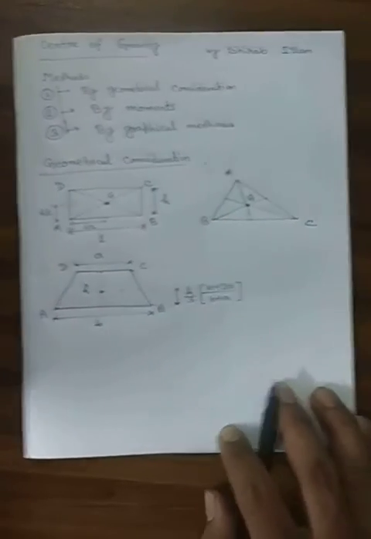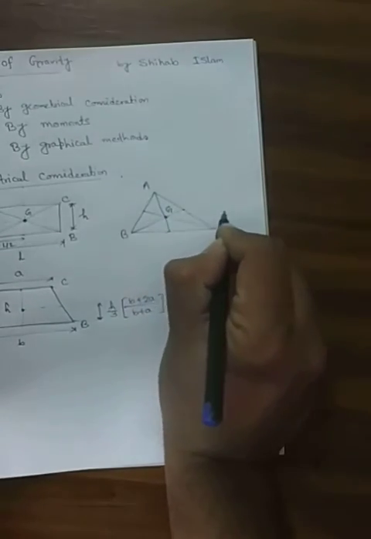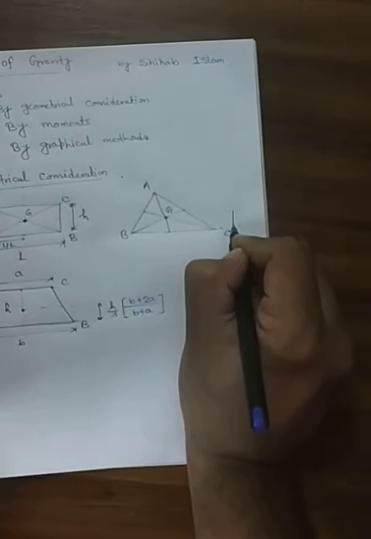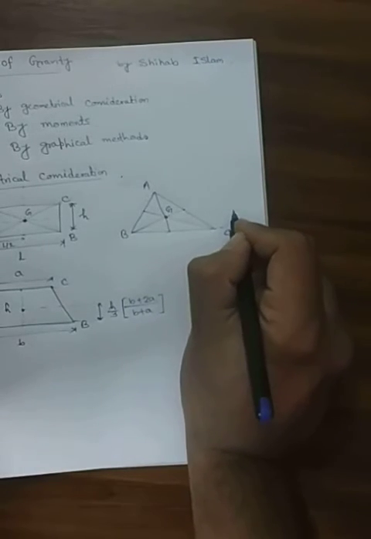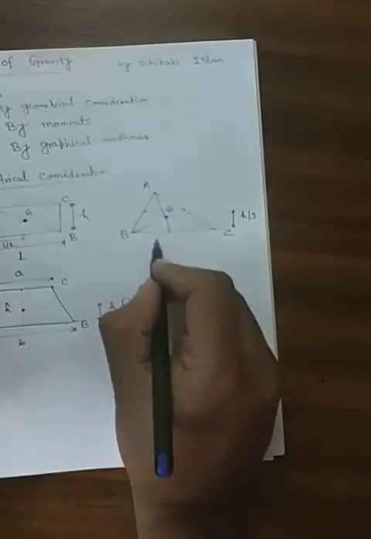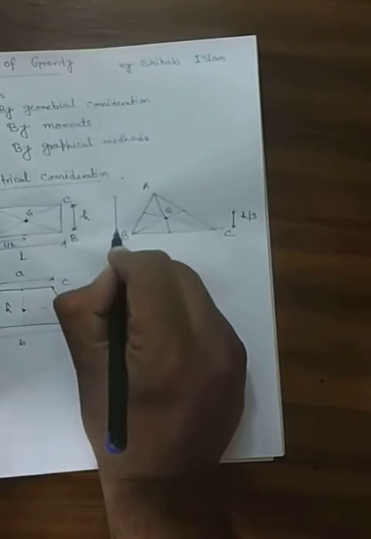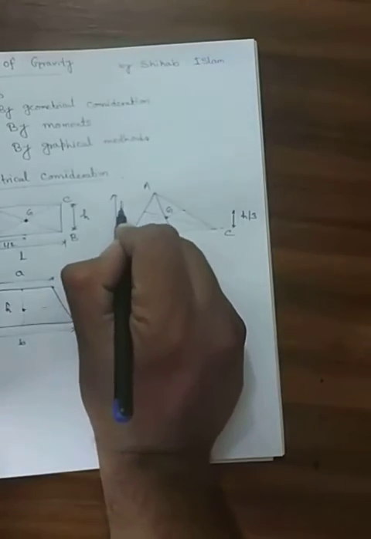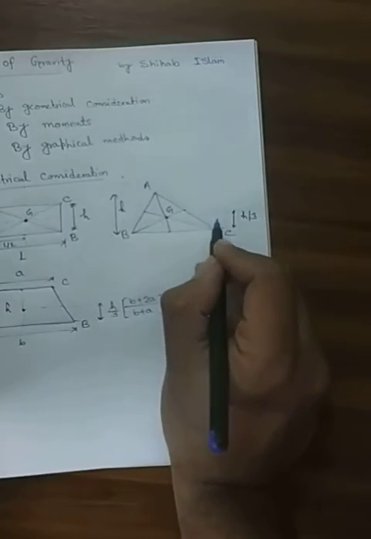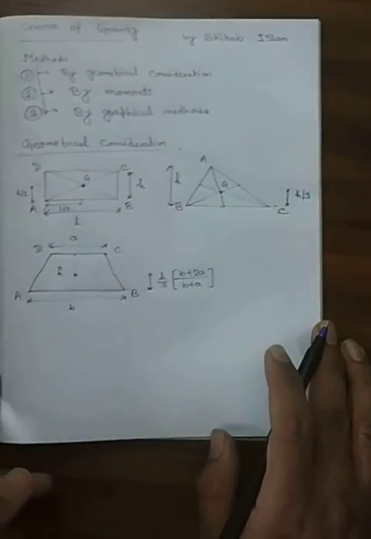I just forgot to mention, in case of a triangle, what will the height be? H by 3. If the height of the triangle is H, then the height of the centroid from the base will be H by 3.